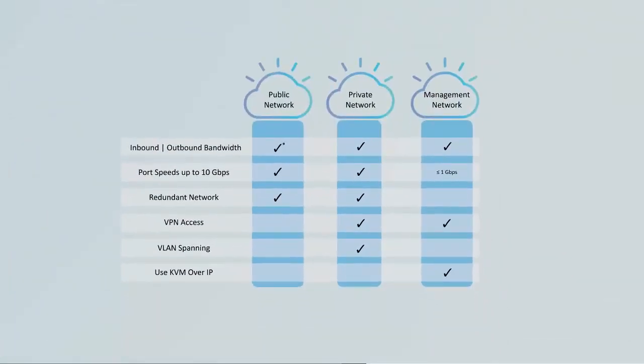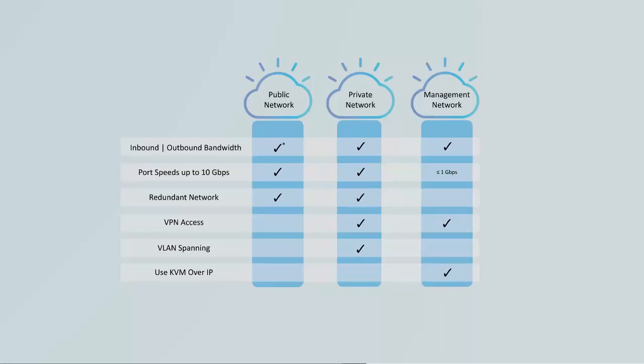Lastly, our management network. This network is available to our customers in case of the rare occurrence that you cannot access your server via the public or private networks. Although this network offers unmetered inbound and outbound bandwidth, it is not for production workloads and only offers port speeds of less than 1 gigabyte per second, which is shared by all customers on the platform.